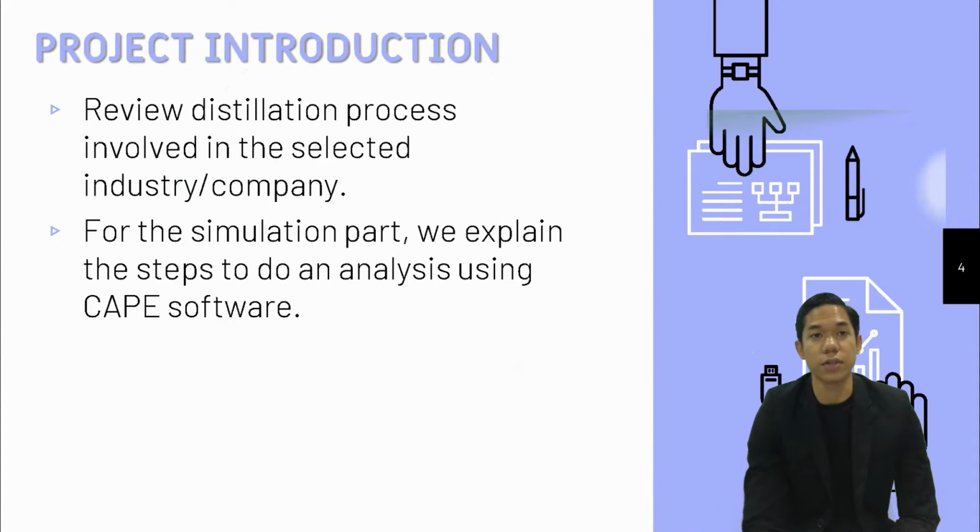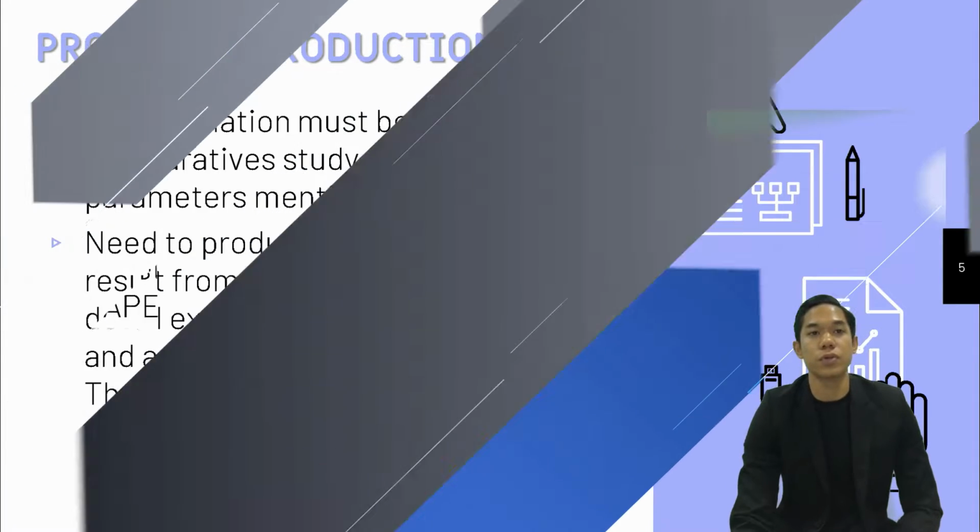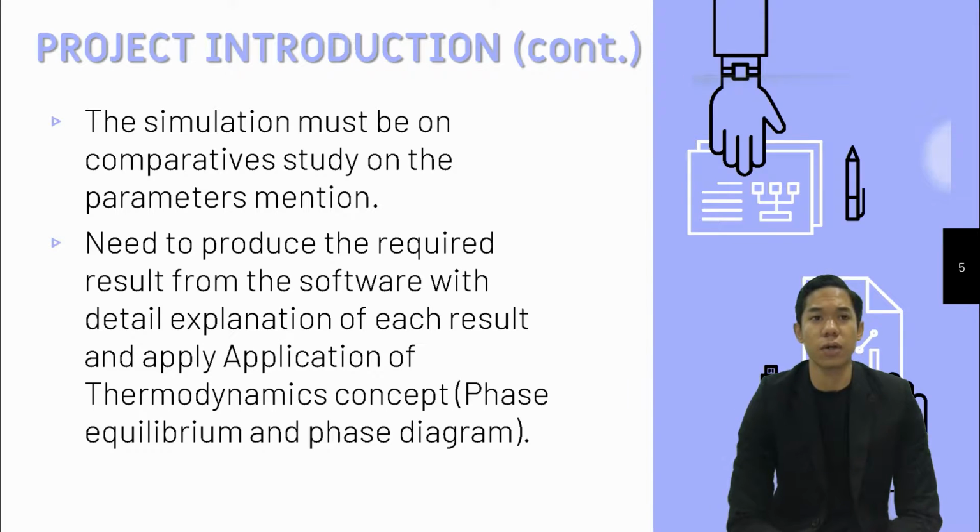So I will present about the project introduction. First is to review the distillation process involved in the selected industry, an oil company. The second is the simulation part, where we explain the steps on how to analyze using the CAPE software. The simulation must be a comparative study on the parameters mentioned. We need to produce the required results from the software with a detailed explanation of each result and apply thermodynamics concepts, namely phase equilibrium and the phase diagram.